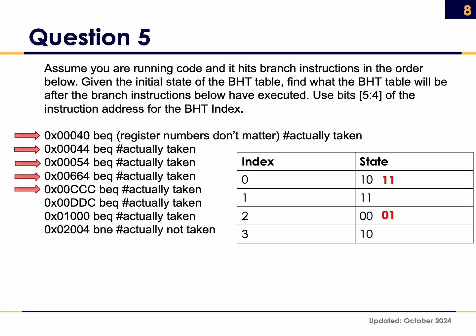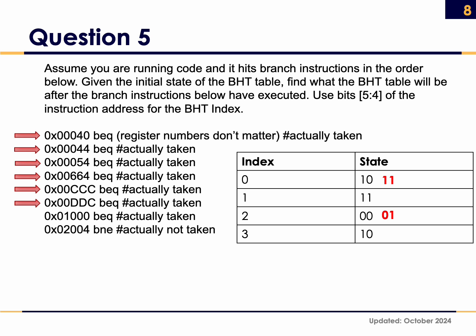So now we can go on to the next instruction, which is 0x00CCC, and we're assuming this is actually taken. So C in hexadecimal is 1100. So again, the 4 and 5 bits here go to index 0 as it's 0, 0. And again, it's actually taken. It's already at 1, 1. So we stay in 1, 1.